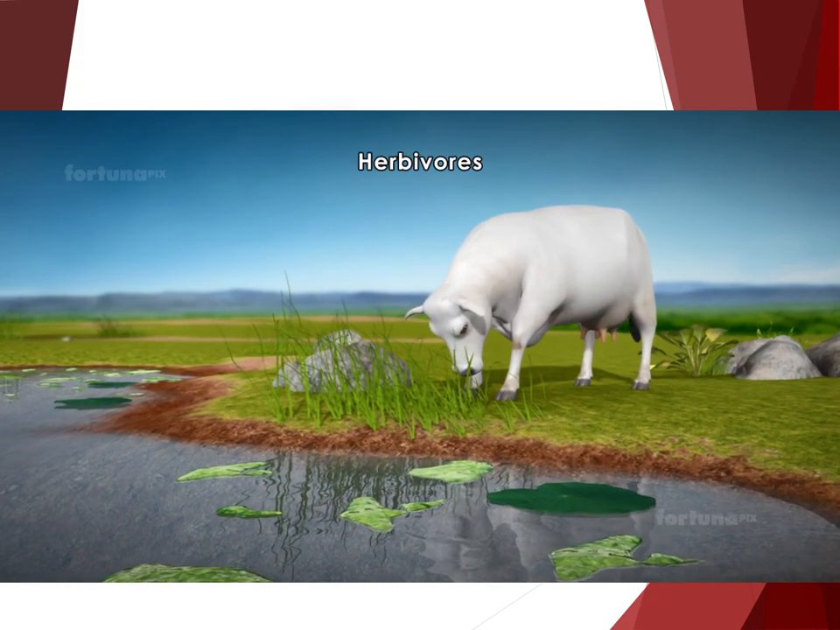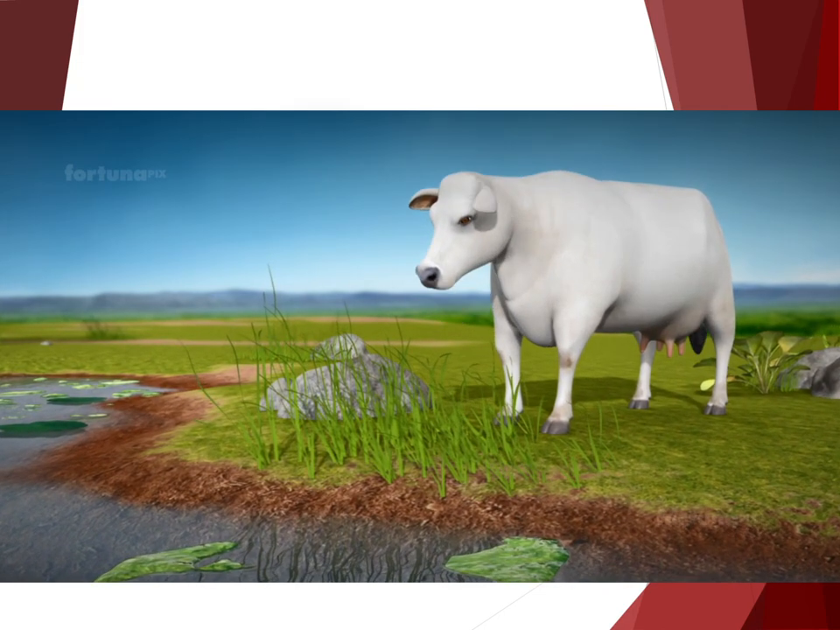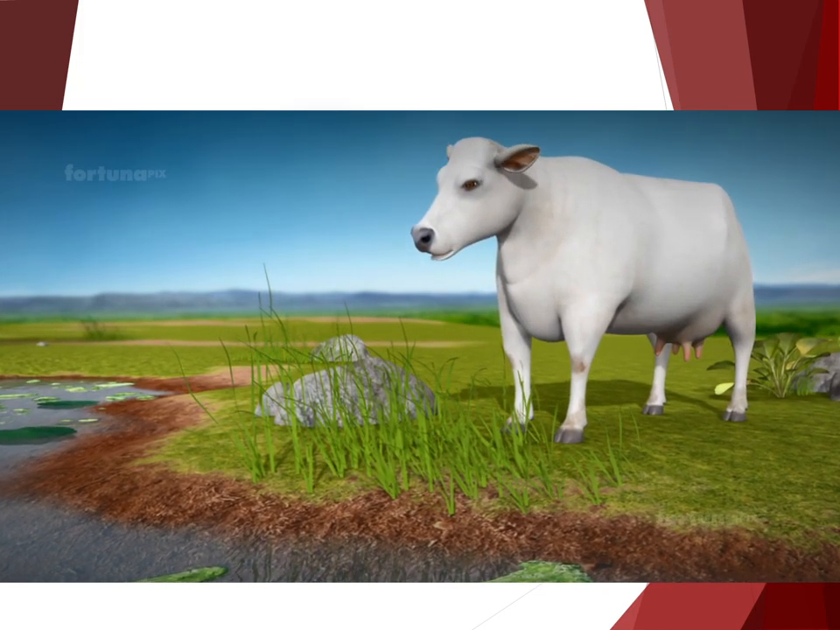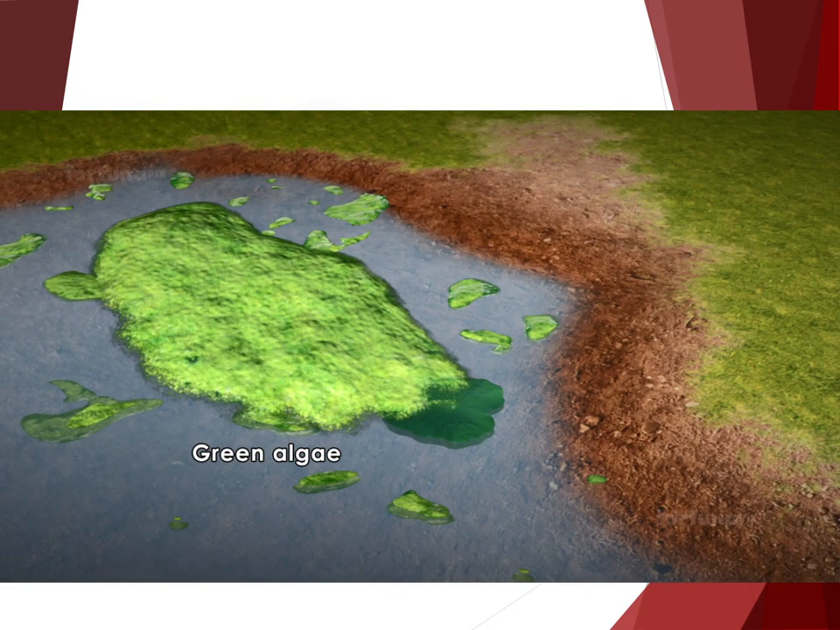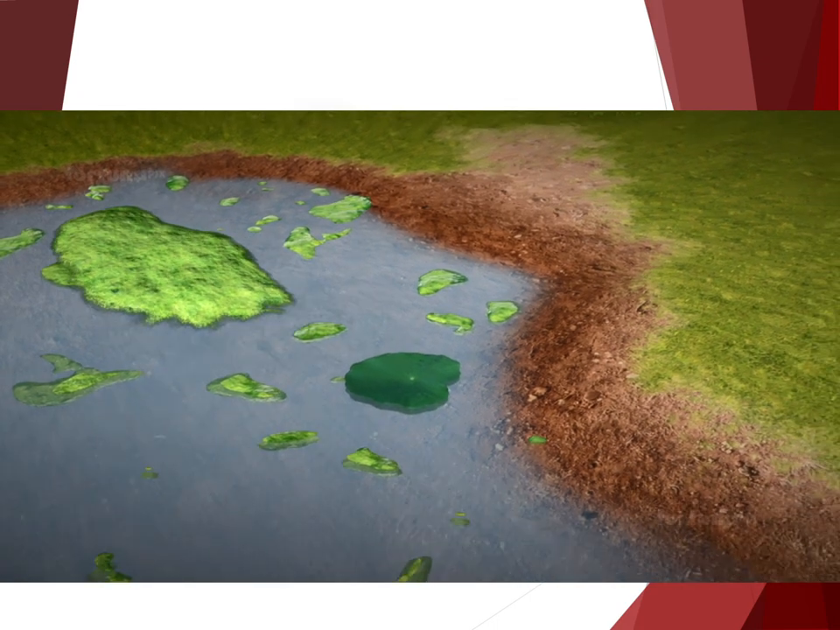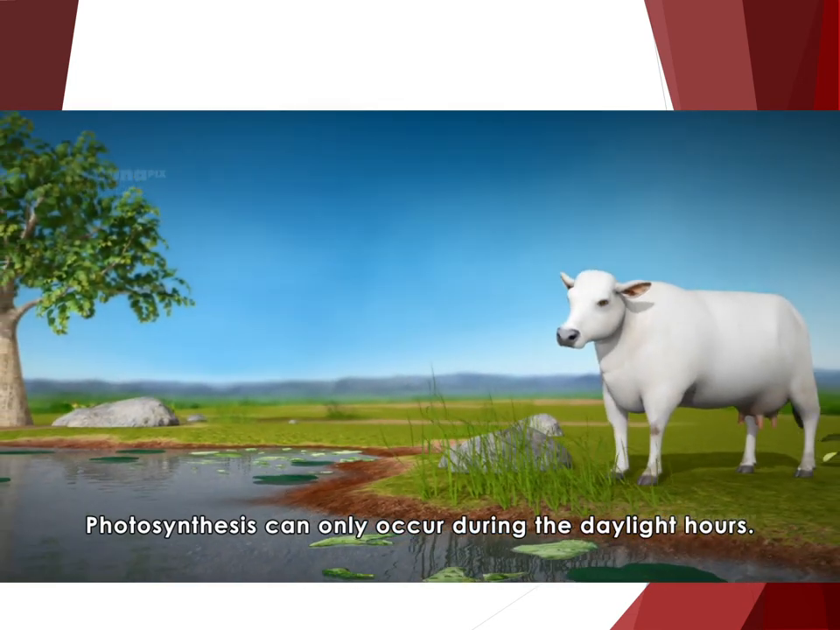Herbivores are animals that eat only plants. A cow, for example, must eat grass to get its energy. Green algae also contain chlorophyll, and they too produce their food through photosynthesis. Because it is dependent on sunlight, photosynthesis can only occur during the daylight hours.